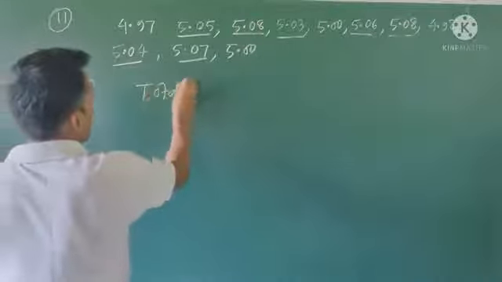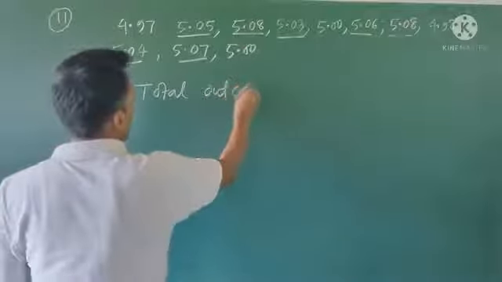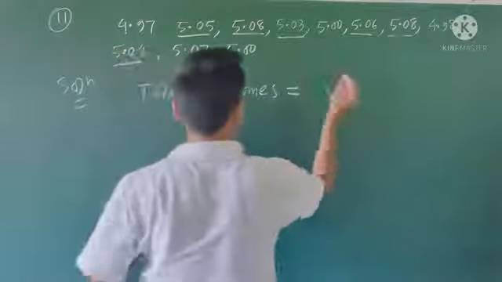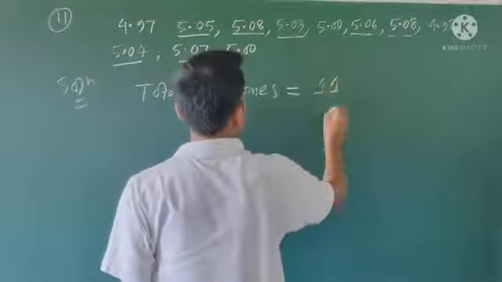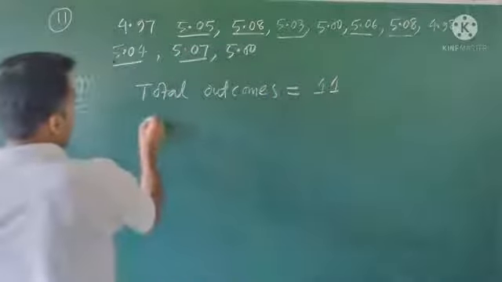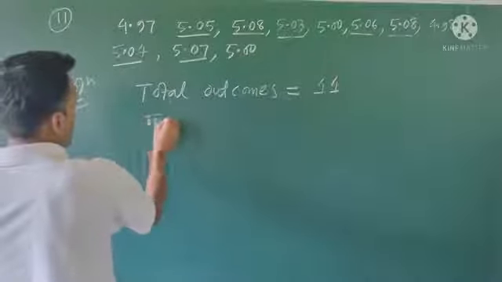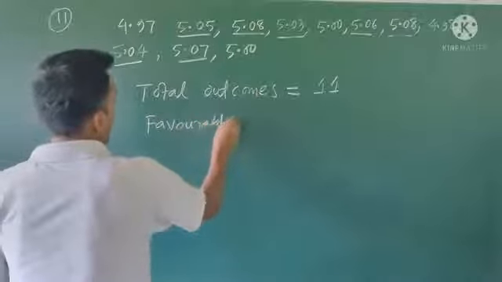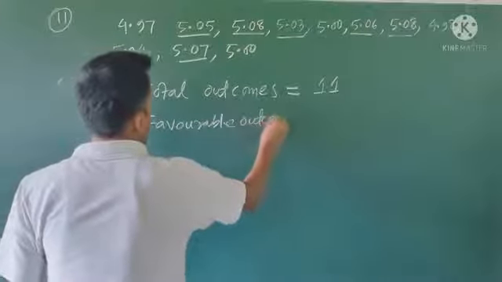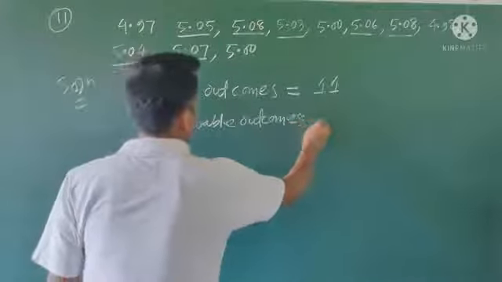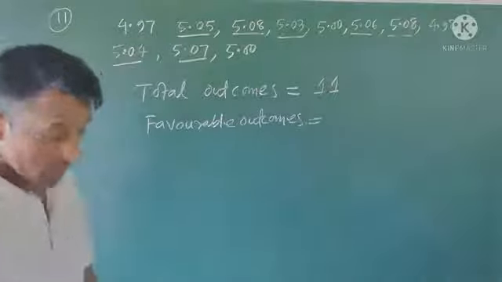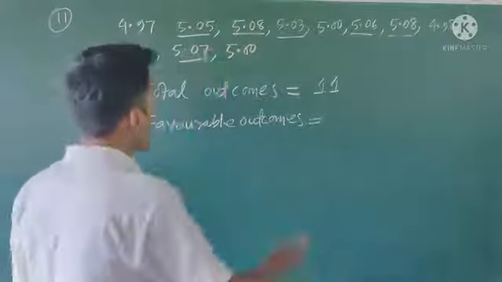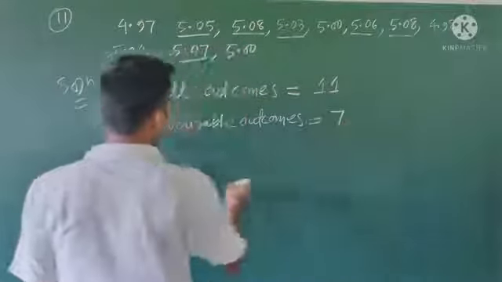Total outcomes: how much? Total number of outcomes, we have 11 bags, isn't it? So 11. So favorable outcomes: how many bags have more than 5 kg? 1, 2, 3, 4, 5, 6, 7. So favorable outcome is 7.